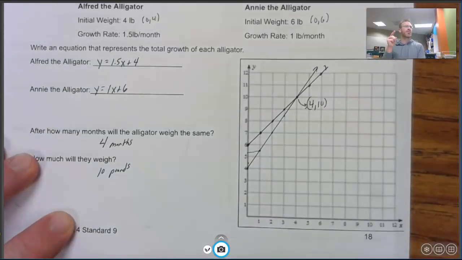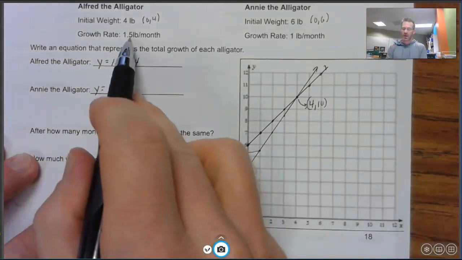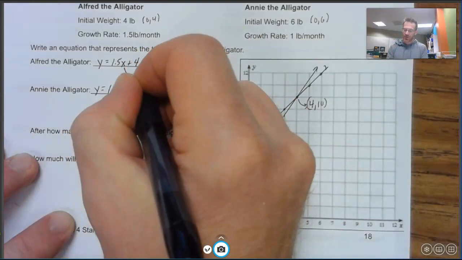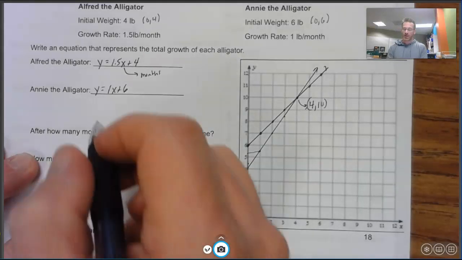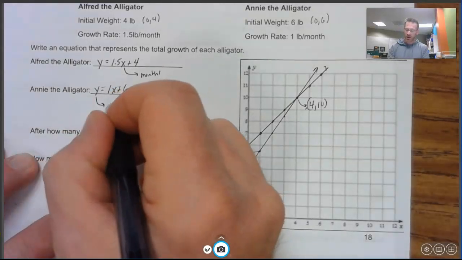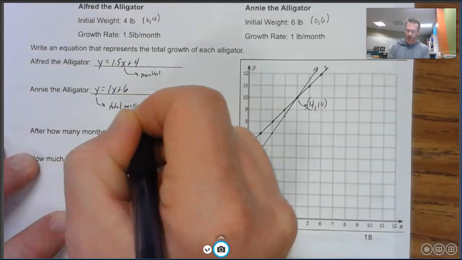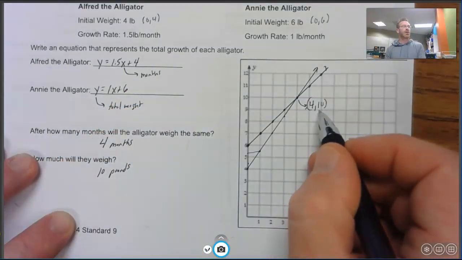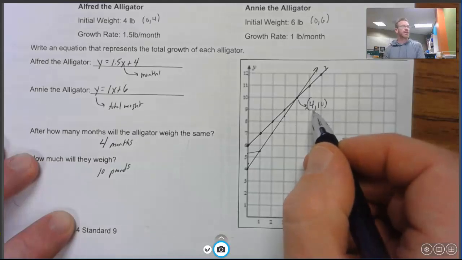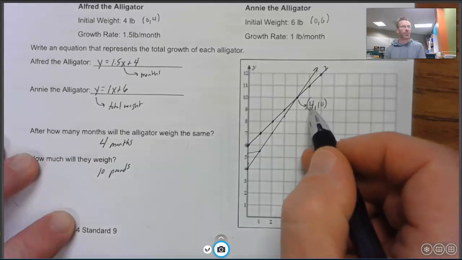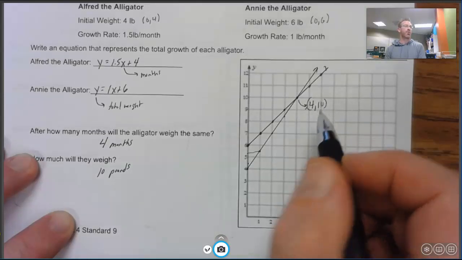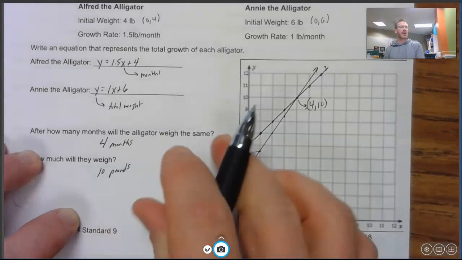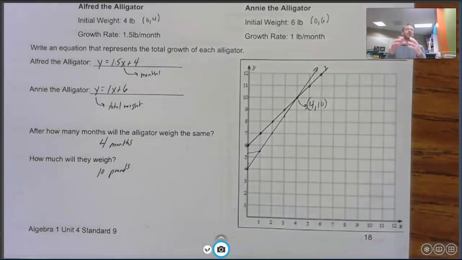And so we have to think about, what do my variables mean? So notice this is 1.5 pounds per month. So what this is telling me is that x is representing the number of months. And then what does that mean? That means y is representing the total weight. So when I look at my point of intersection, I have to know what the variables represent. Since x represents months, that means that they're equal at 4 months. And then since y is weight, that means at 4 months, they both weigh 10 pounds. So that is how we're going to connect writing equations with systems and what a solution of a system would represent in context.